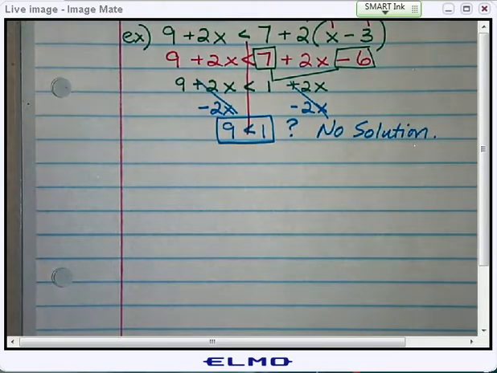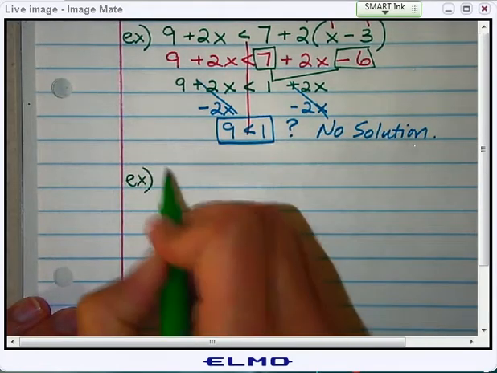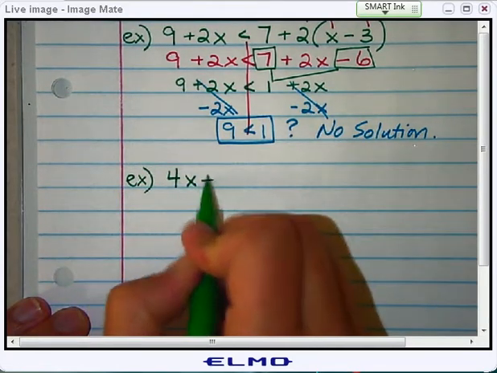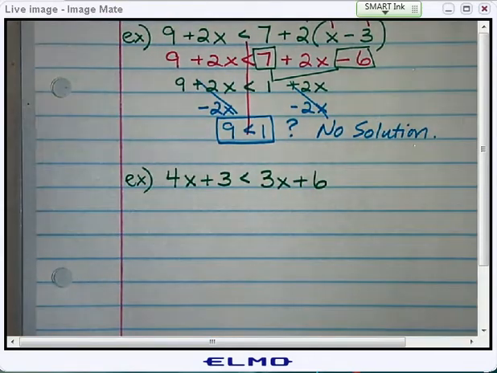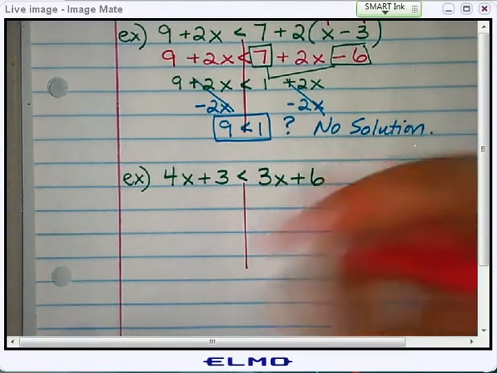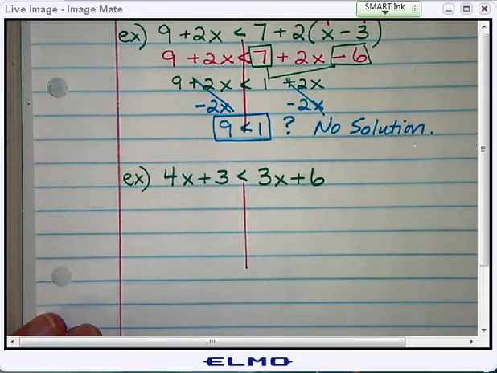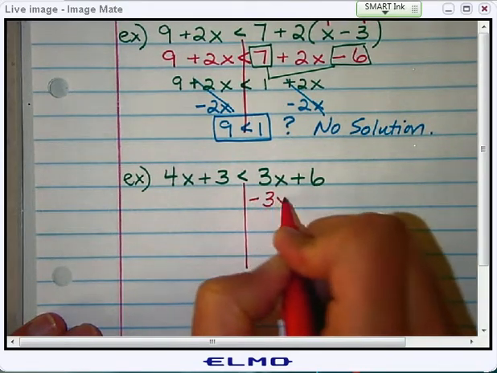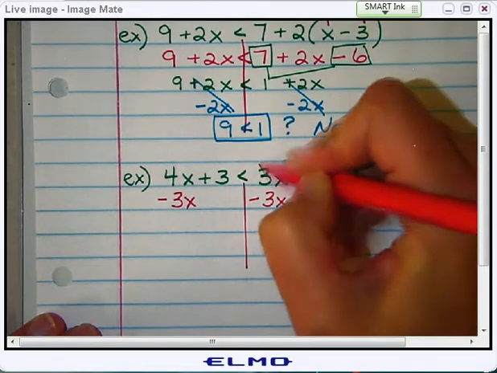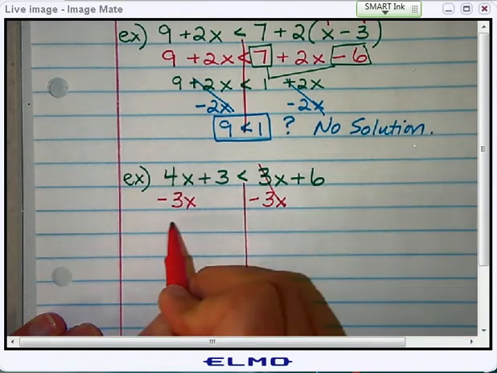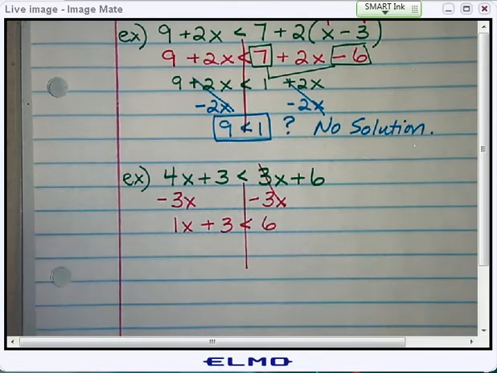All right. I think I'm going to do one more example just for good measure. I'm going to do another one where there's variables on both sides. Let's look at 4x plus 3 is less than 3x plus 6. All right. Variables on both sides. Let's take care of that first. So I've got 3 x's here. I've got 4 x's there. I'm going to take away those 3 x's. Make sure you take it away from its like term. Goes to 0 here. 4 minus 3, I still have 1x left. And I've still got the 6 over there.